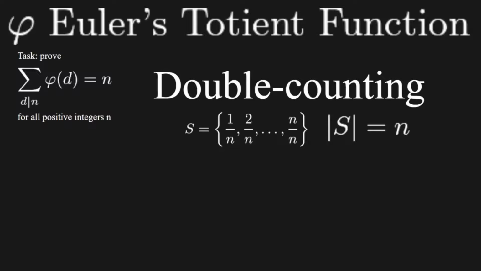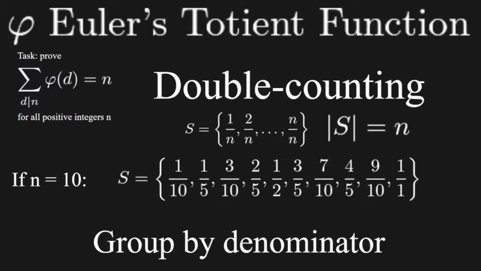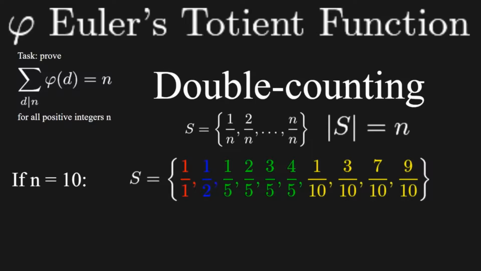First, we'll simplify every fraction in s. Here's the example for n equals 10. Now let's group the fractions in s by denominator. Here they are sorted by color. Now think about this question.